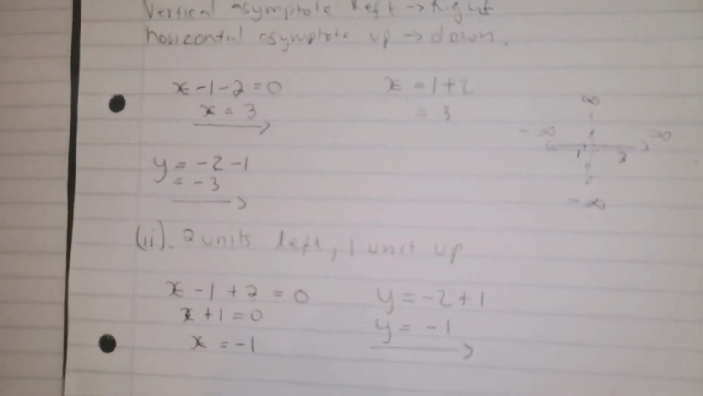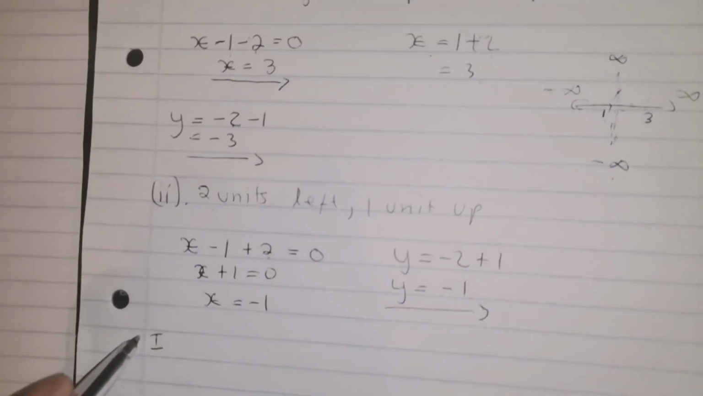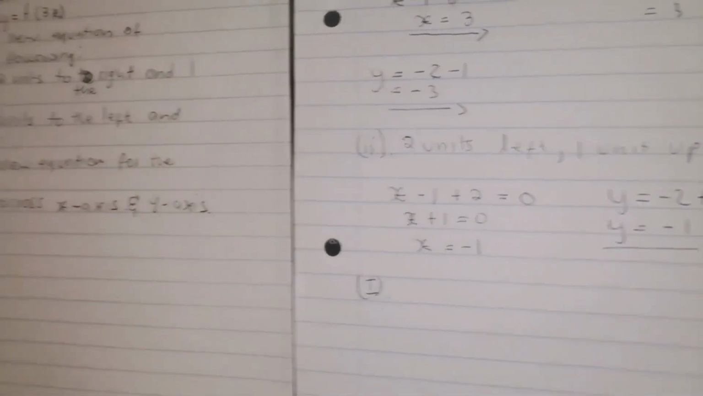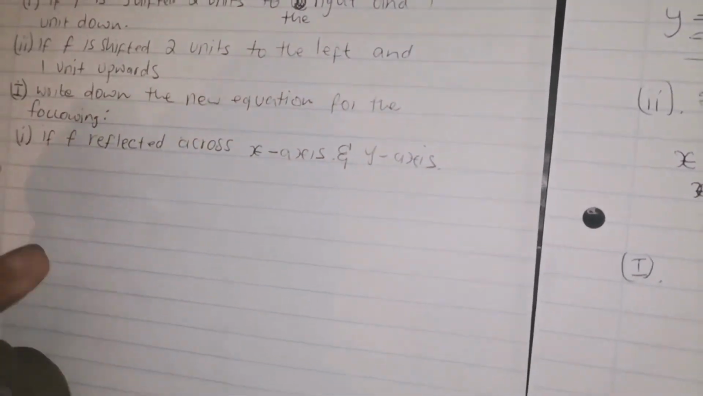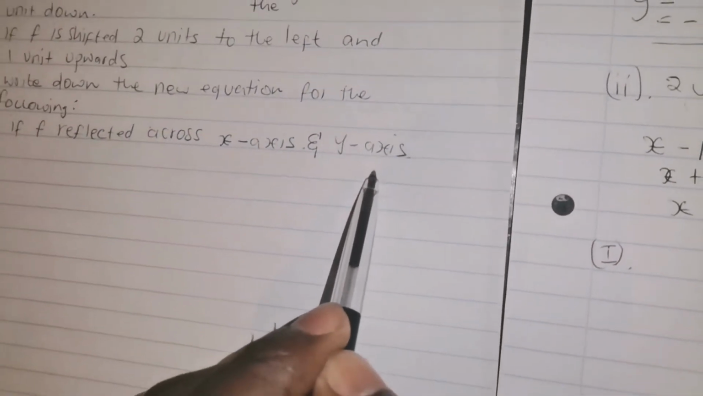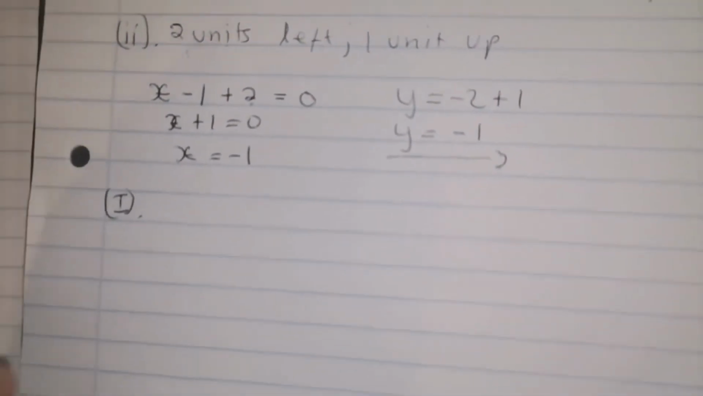Then the last but not least, number 3. I'm sorry, guys, this is the last question, by the way. So you must write down the new equation for the following: if f is reflected across the x-axis and y-axis. Remember, so simple, right? Let me just explain something.